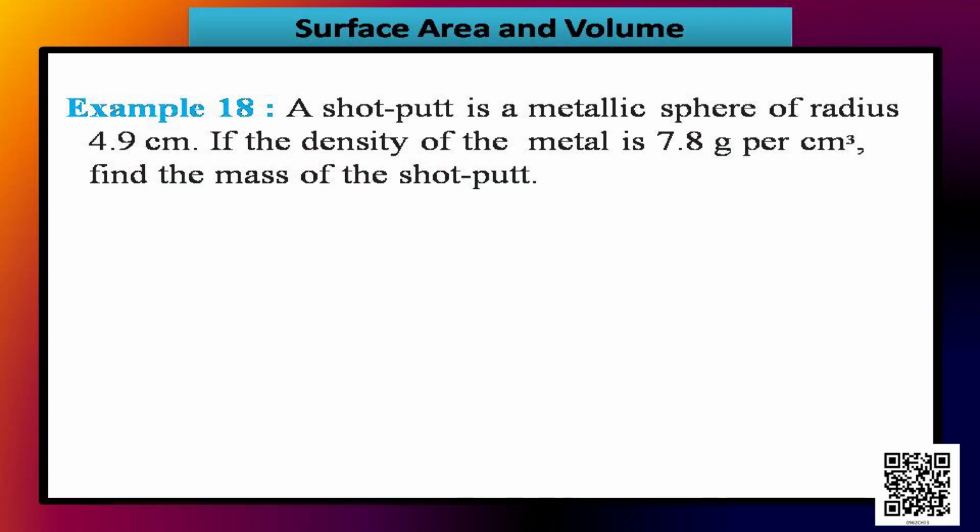A shot put is a metallic sphere of radius 4.9 centimeter. If the density of the metal is 7.8 gram per centimeter cube, find the mass of the shot put. Okay. So let us discuss the solution.